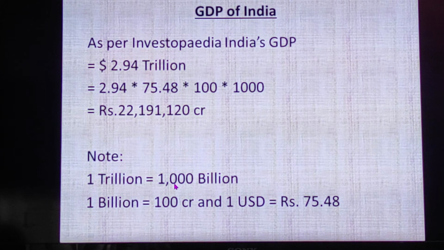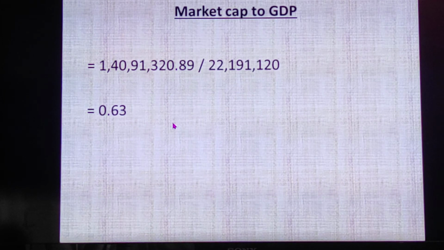1 trillion equals 1000 billion and 1 billion equals 100 crores. 1 USD is equal to 75.48 rupees. So to convert this figure into crores, we have to do these calculations. And if we do this, then we will get the GDP of our country as 22,191,120 crores.